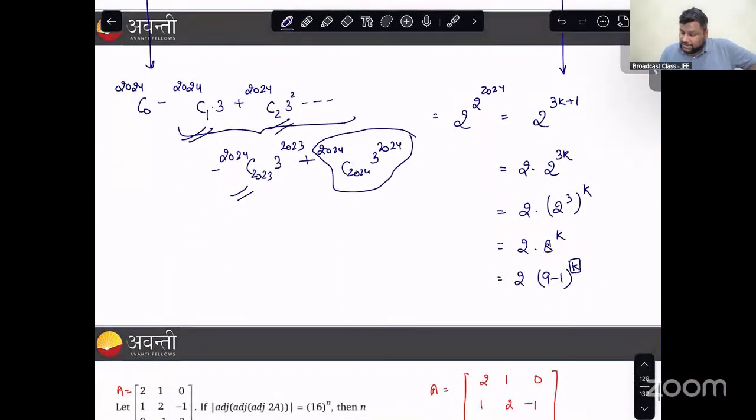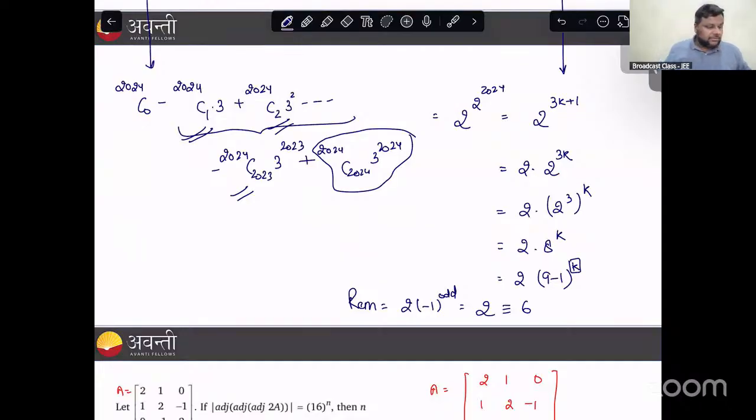So since this k is an odd number, the remainder is going to be 2 into minus 1 raised to the power odd. That is minus 2, which is congruent to 6. So the remainder is going to be 6. Have a look.